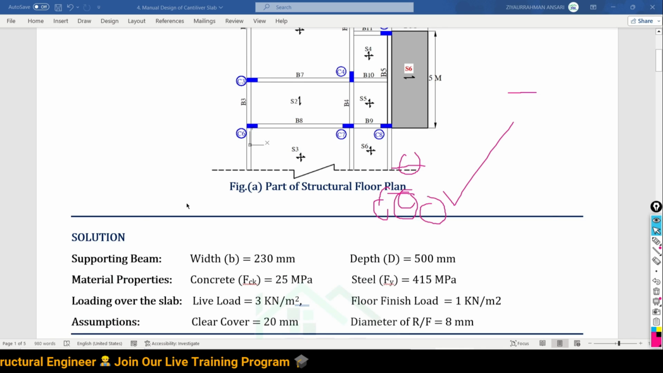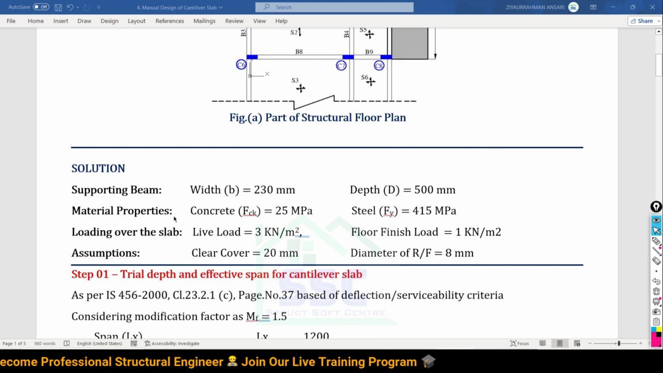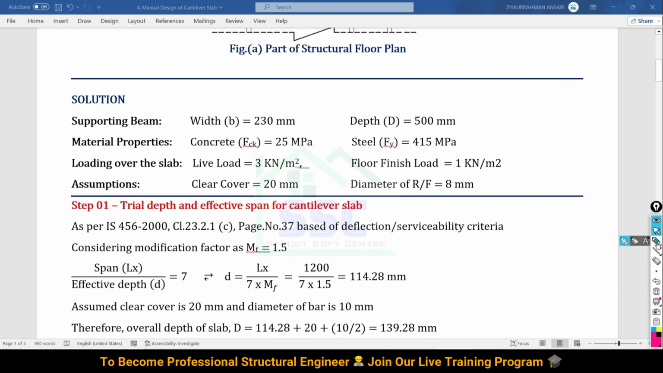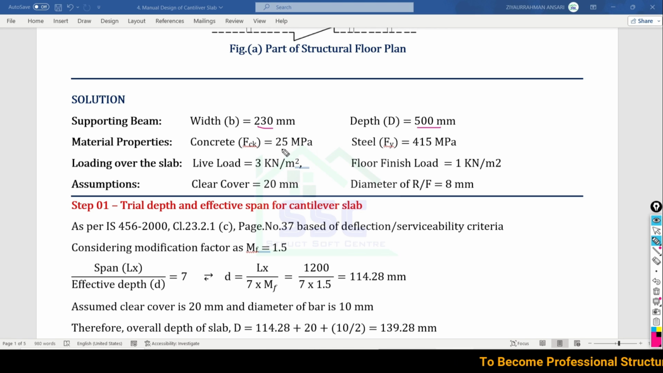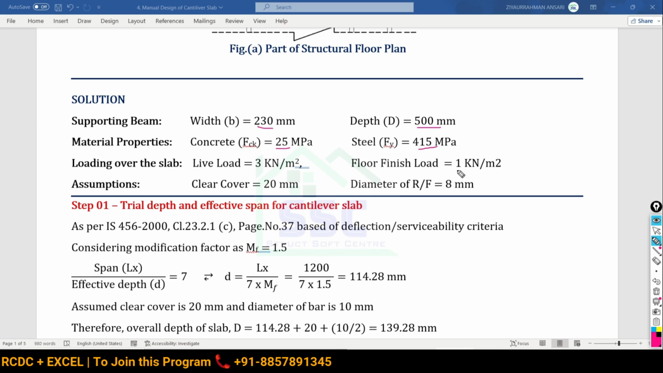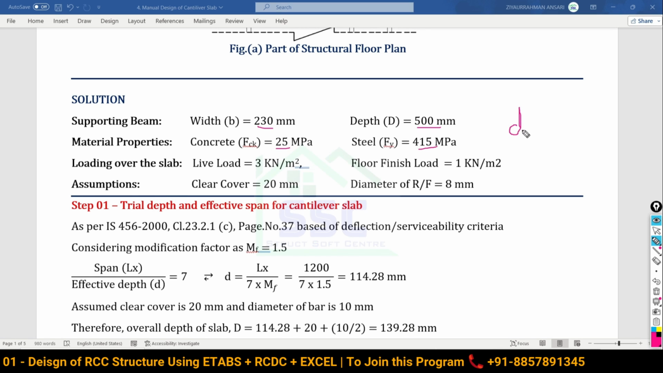So let's start. First of all, we are going to write all the things which are given in the problem statement. The width of the supporting beam is 230 and the depth is 500 in mm. Material property is M25 and Fe415 as given in the problem statement. Live load is 3 kN per meter square and the floor finish load is 1 kN per meter square. And later on we need to calculate the effective depth of the slab.